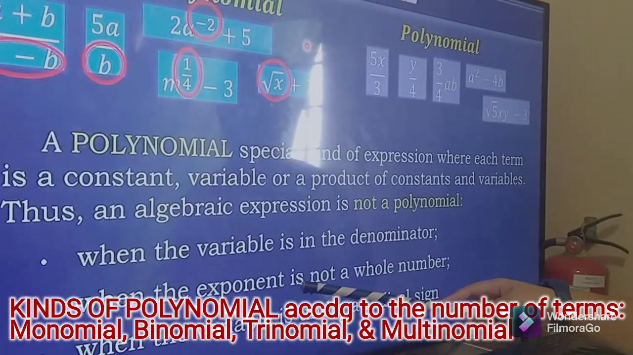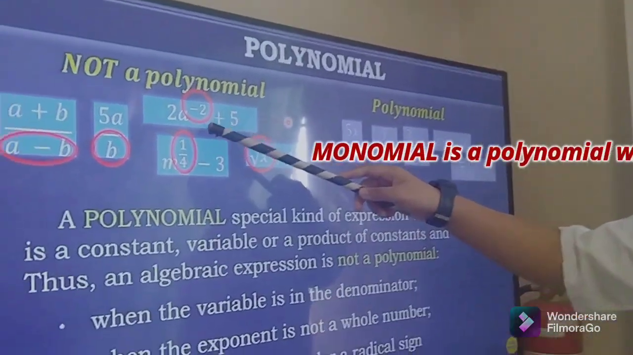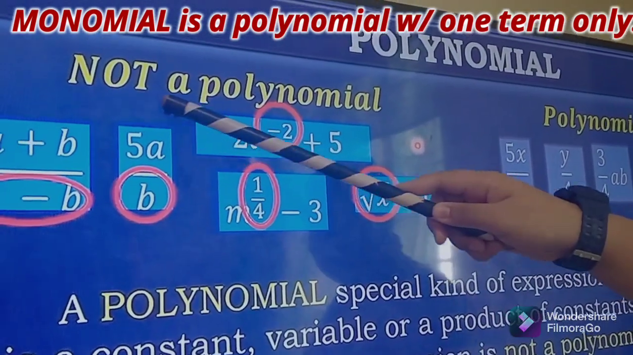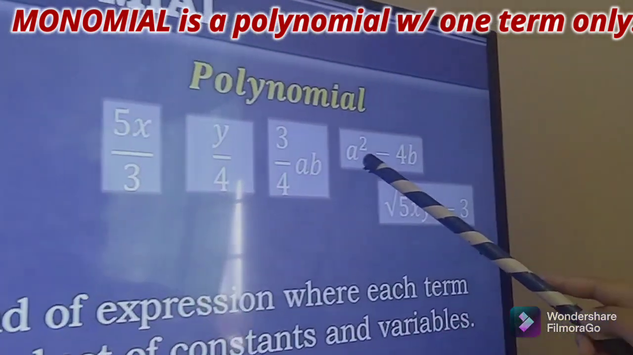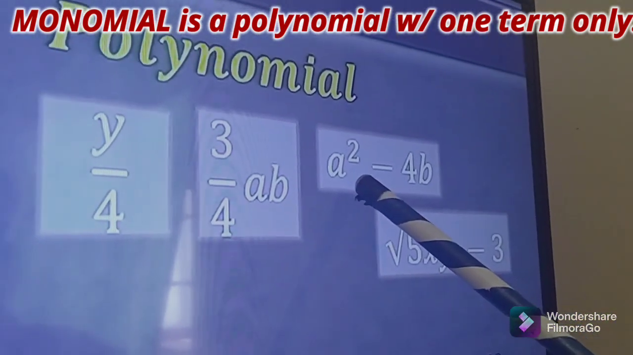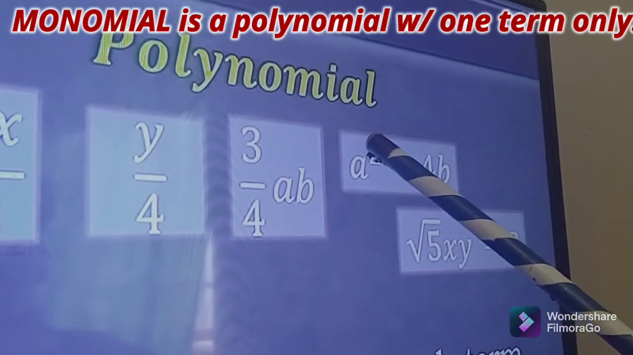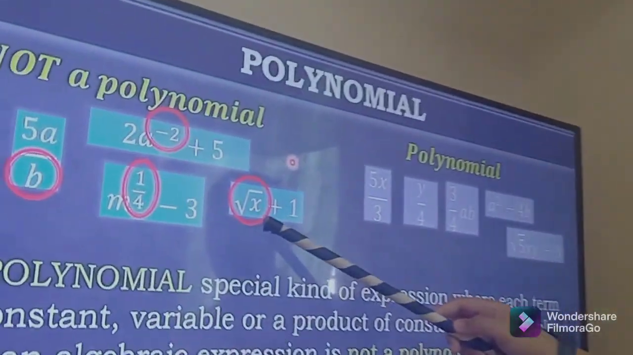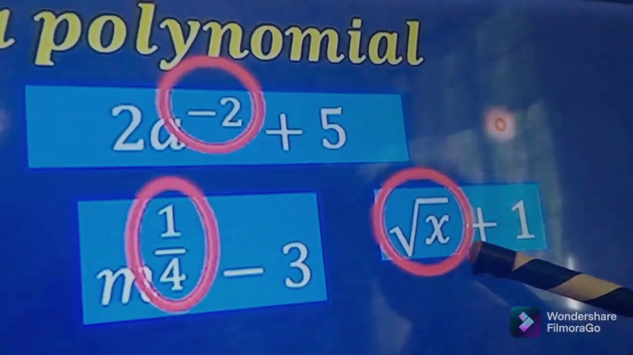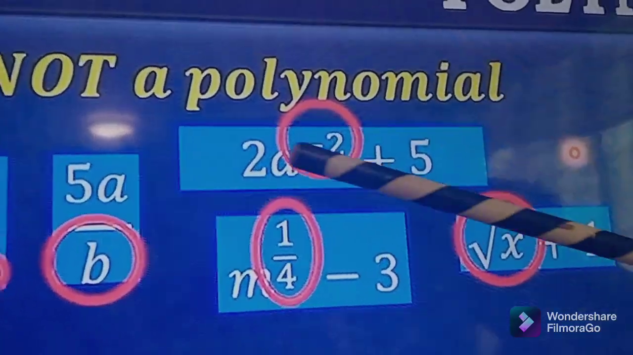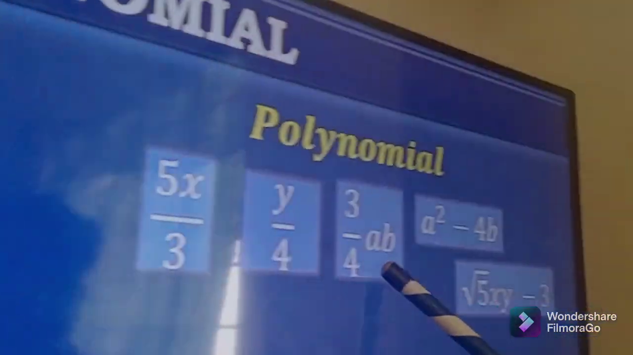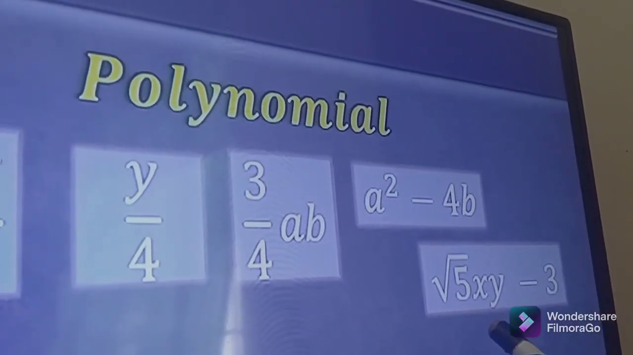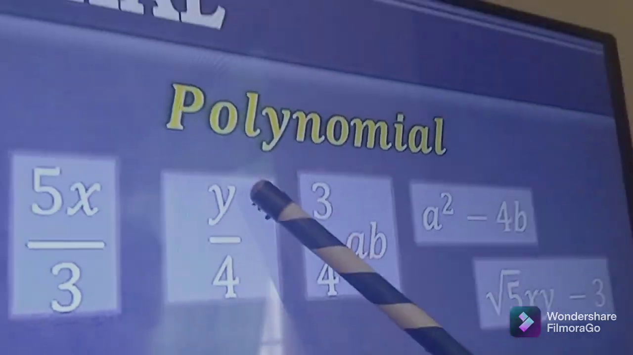When the exponent is not a whole number, like this one, a negative integer, not a positive integer, so it's not a polynomial. But this one is a positive integer, not a negative integer, so it's a polynomial. When the variable is under the radical sign, like this one, it is not a polynomial. For example, in this one, under the radical sign is a number, not a letter, so it's a polynomial.